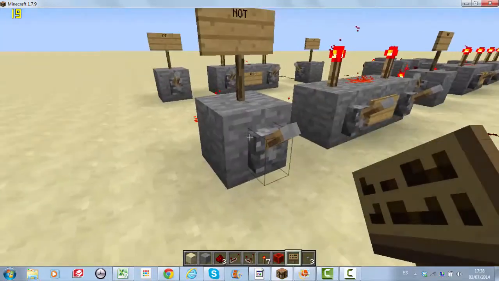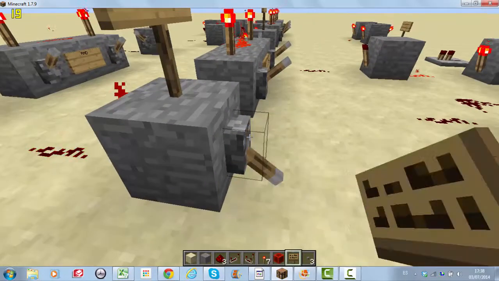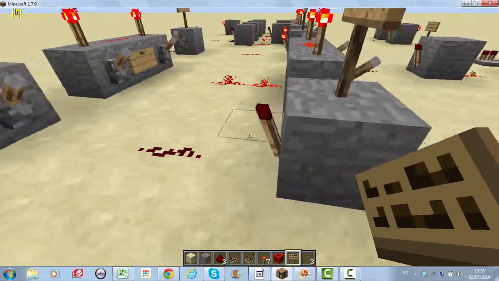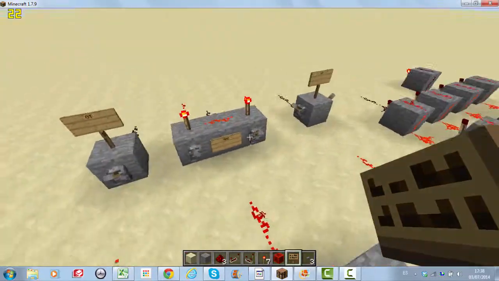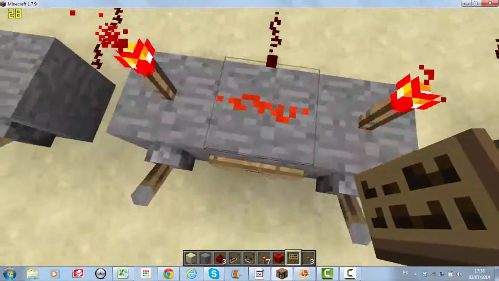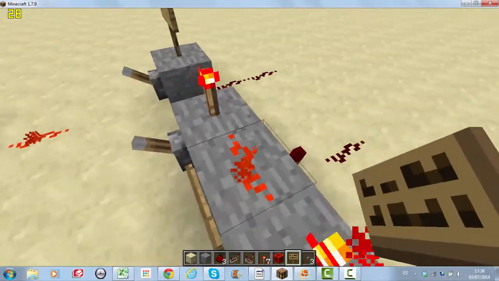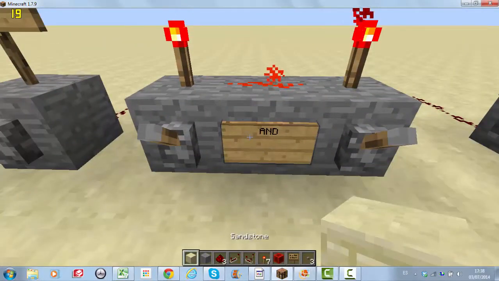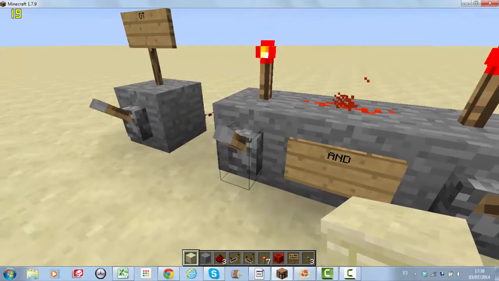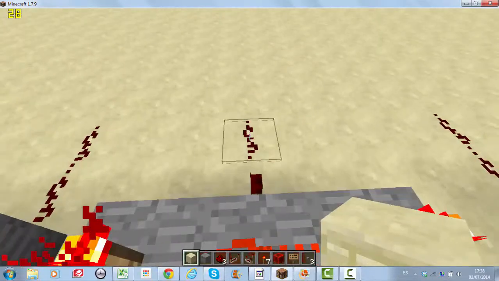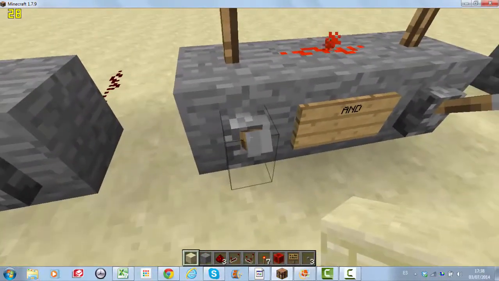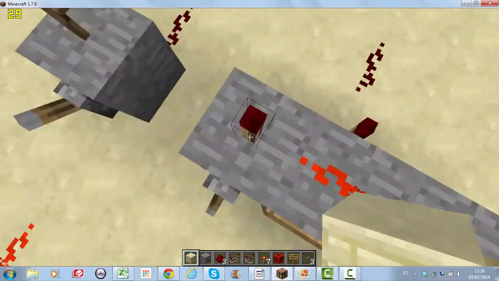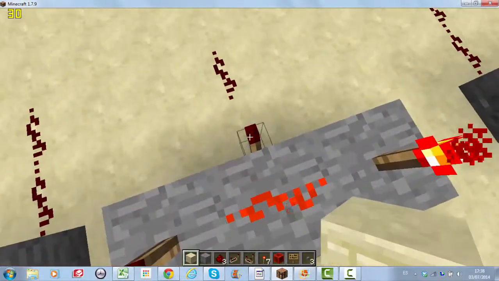So when it does receive power, which it is receiving, it turns off. So this is an AND gate, which means that both of its inputs, or multiple inputs, have to be on for the output to be on. So let's see what's happening. If we switch only this one off, it will switch its redstone torch. But this redstone torch is still switched off because this one is still powering it.